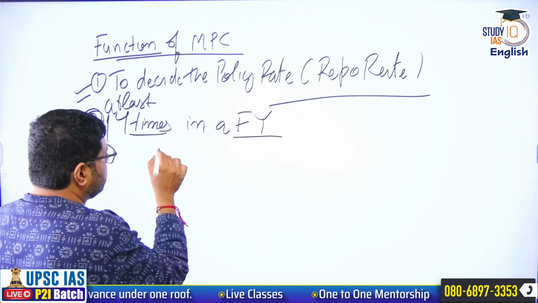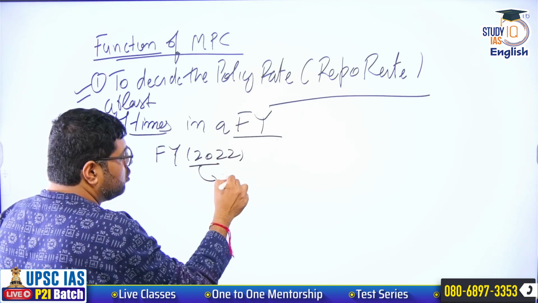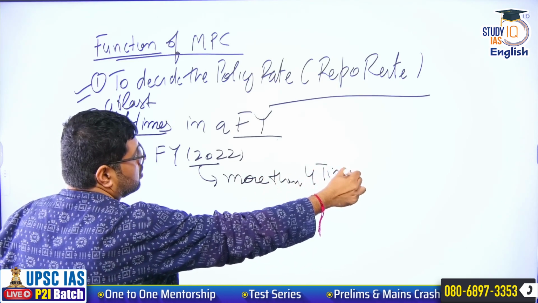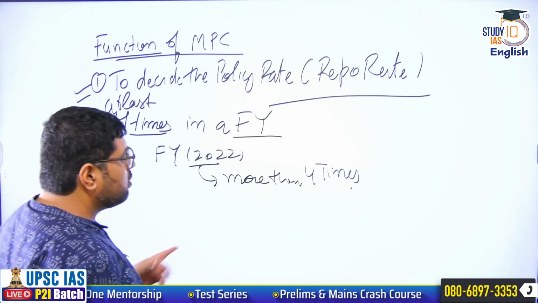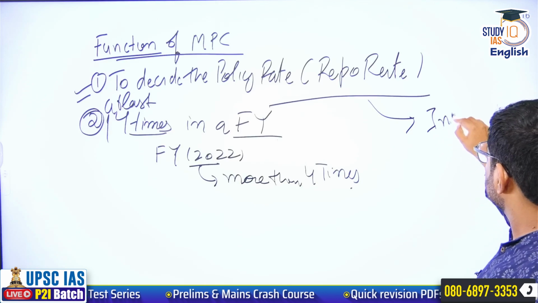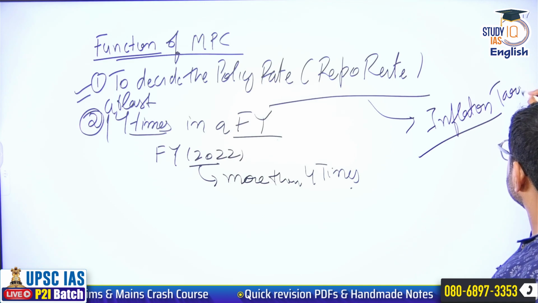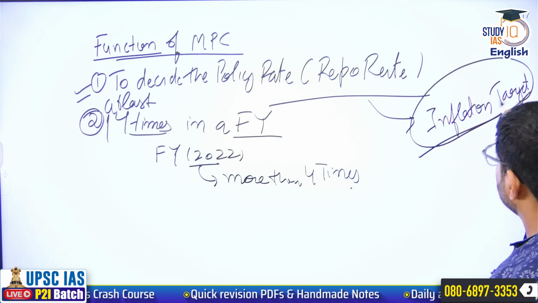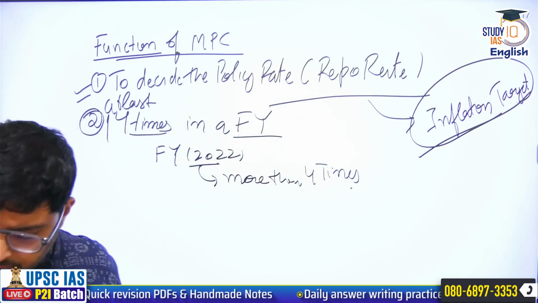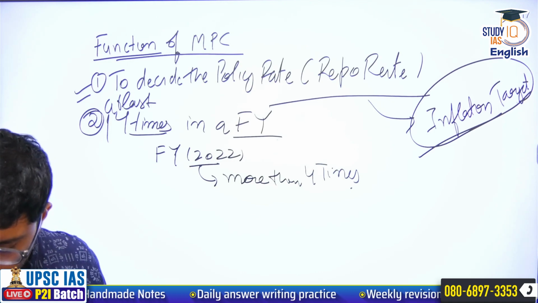Like if you see in financial year 2022, they met more than 4 times. Now why are they deciding the repo rate or policy rate? Because they have been given a task to maintain inflation within a target, which we call inflation targeting. Clear? So they have been given a task to maintain inflation within the target. This is what you must know. Okay, next.